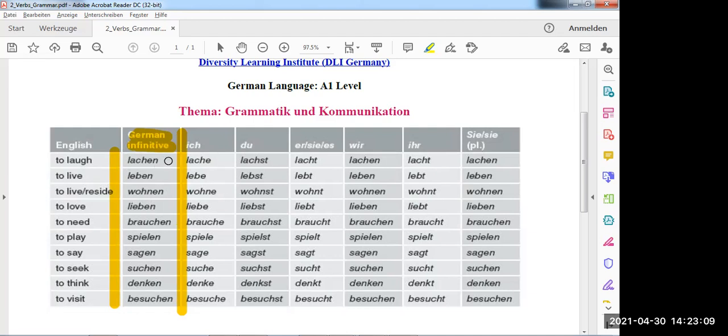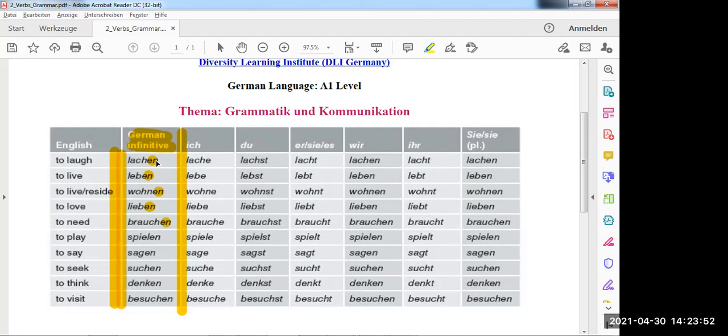Now, lachen. I tell people to say this is the original position. They are in their bedroom before you bring in the pronouns. Look at all these verbs, they are all ending in en, en, en. That means they are in their room before they go out to be used by the pronouns. They have to be maintained as original verbs ending in en.